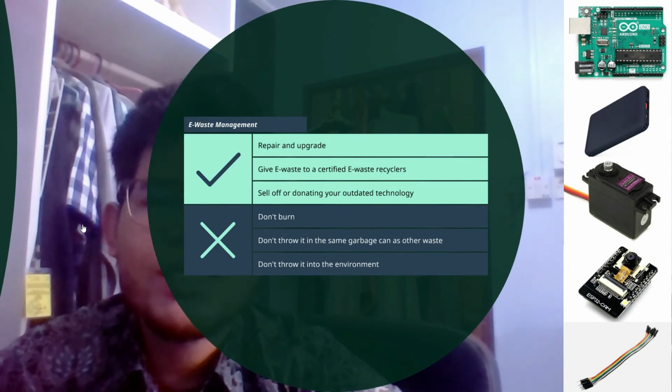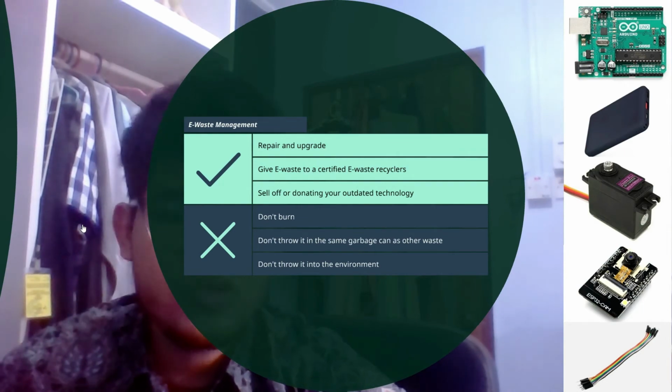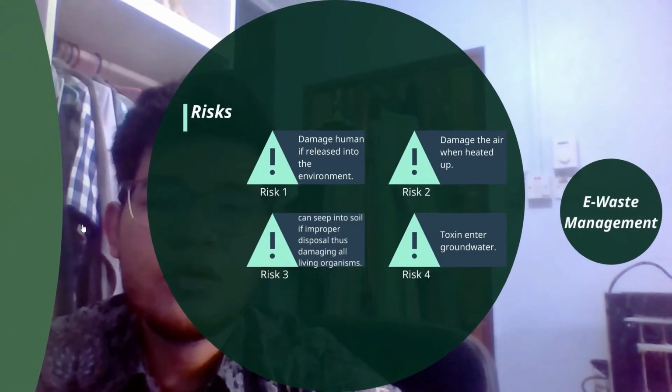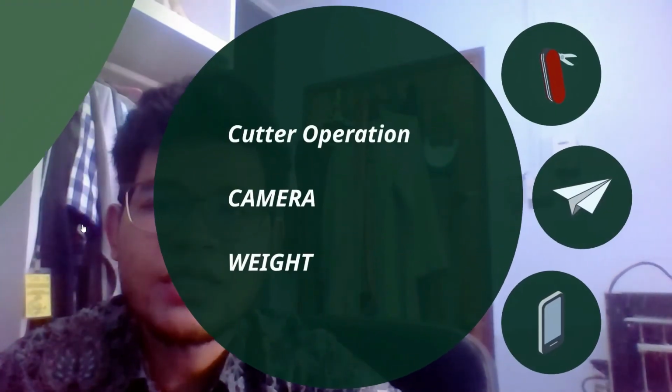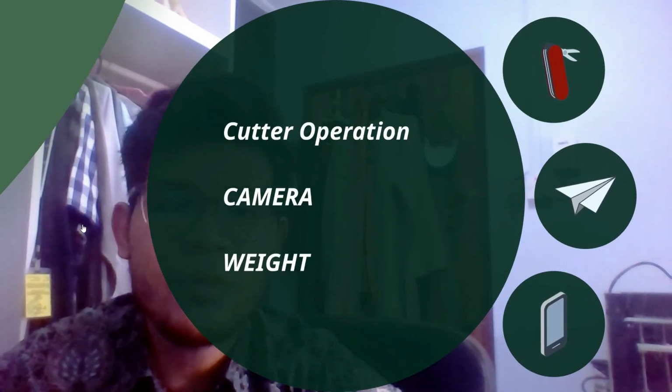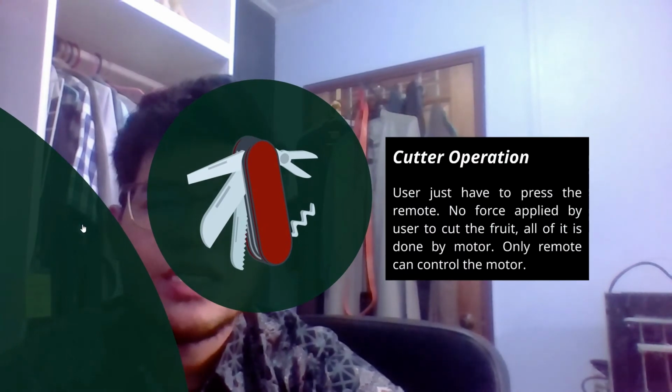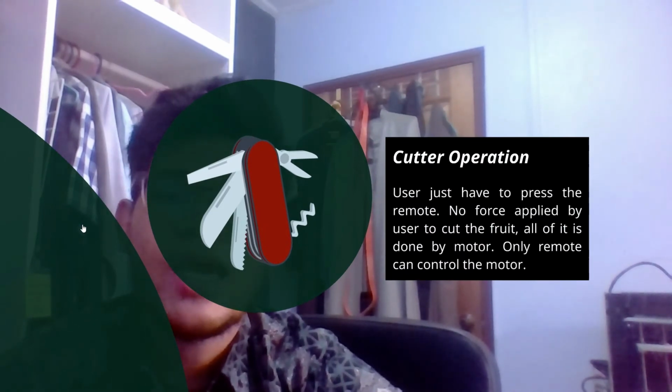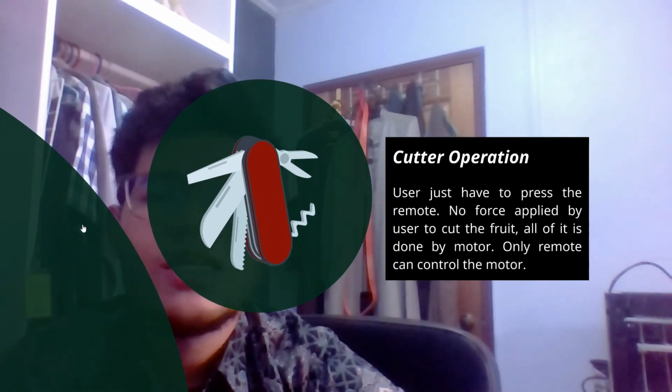And we don't throw it in the same garbage can as other waste, and we don't throw it in the environment. Alright, so let's take a look at the ergonomics. For the ergonomics, I've split it into 3 parts, which are cutter operation, camera, and weight. So the cutter operation is very easy and even a child can operate it, as it requires no force at all. It is very easy to use.